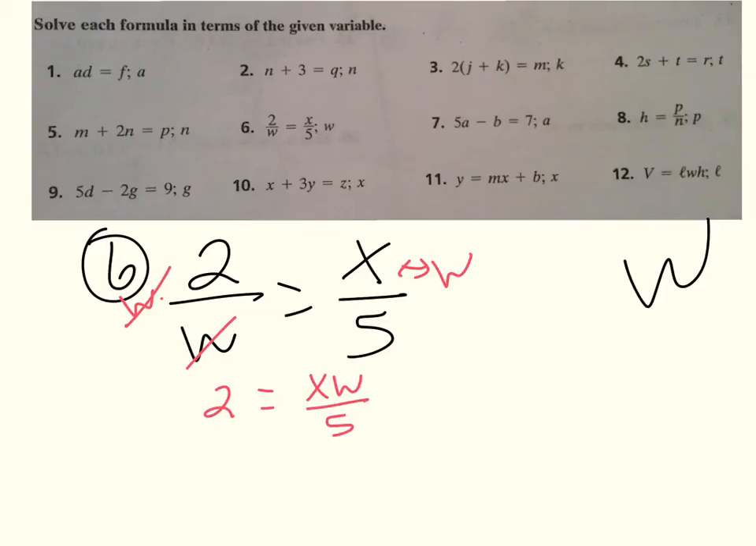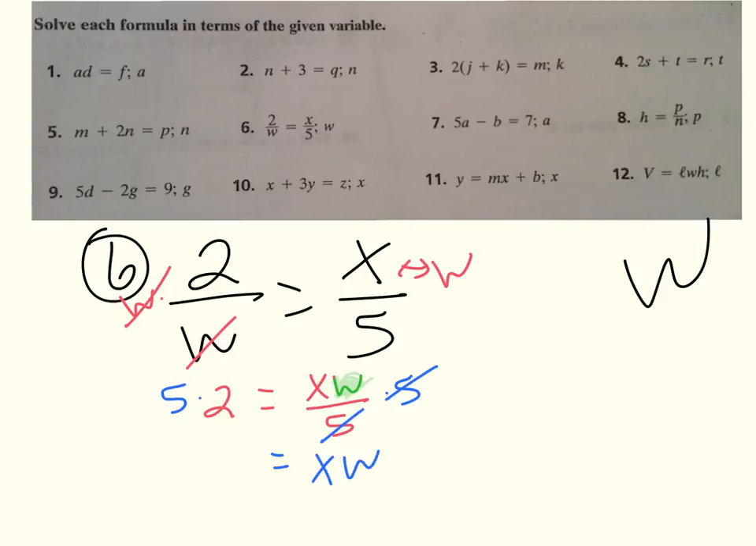Now again, we want to solve for w. Okay, we want to solve for this w. So we can do this in 2 steps or 1 step. I have to get rid of the x and the 5. Notice this is all one term. So what I can do is, in one fell swoop, I'm going to multiply both sides by 5. That eliminates that. Leaves me with x times w.